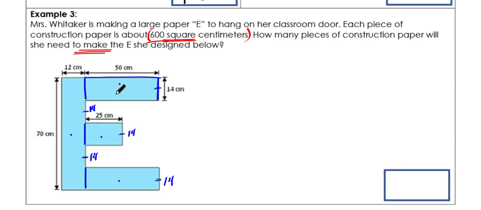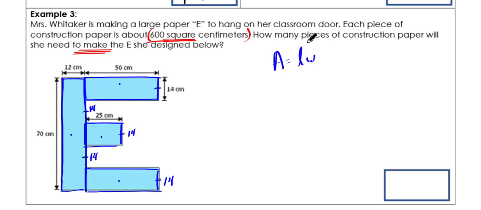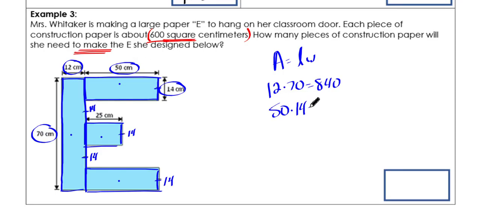So I have 4 rectangles that I'm going to find the area of. Area of a rectangle is length times width. So length times width, 12 times 70, that's 840. Length times width, 50 times 14, that's 700.